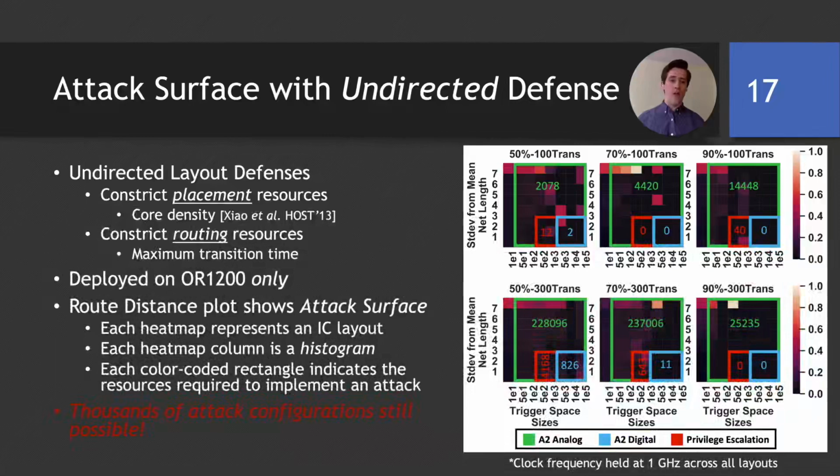Overlaid on each heat map are color-coded rectangles that indicate the layout resources an attacker can utilize to construct a specific Trojan, and a number indicating the number of possible ways the Trojan could be constructed. These results confirm the intuitions behind layout level defenses that constricting either core density or maximum transition time constraints during the place and route process produces layouts that are more compact and thus more secure. However, unfortunately, these results also show that there are thousands of ways a foundry side attacker can insert hardware Trojans even within the densest circuit designs.